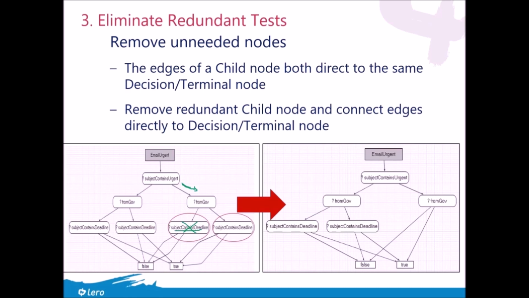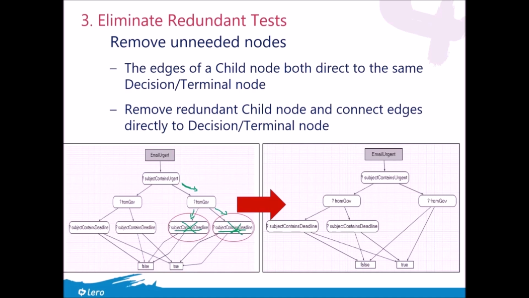The same with the subject contains deadline and the true or the high pointer from gov. From this predicate, if it is true, it goes to true. If it is false, it also goes to true. So again, we don't need this predicate either. Because if from gov is true and contains urgent is true, it's always going to be true. So this brings us over to the diagram on the right, where we can remove both these predicates.